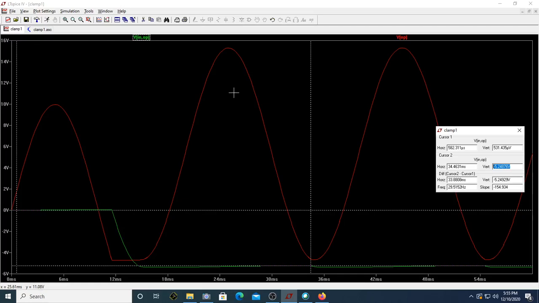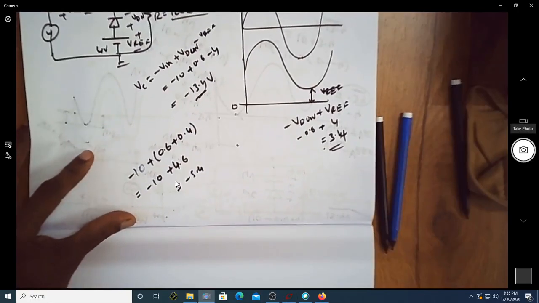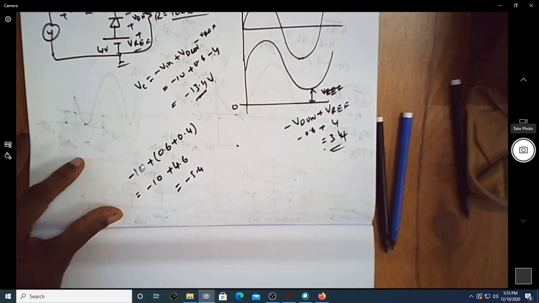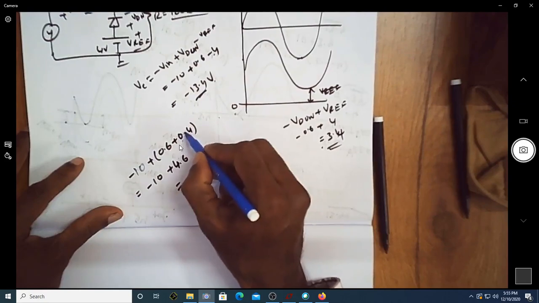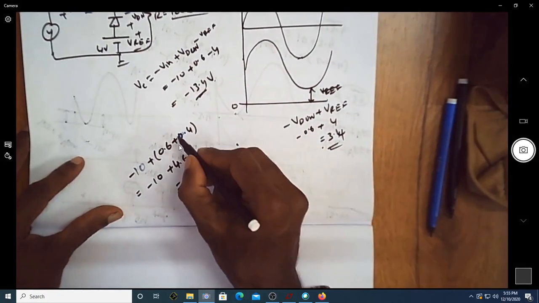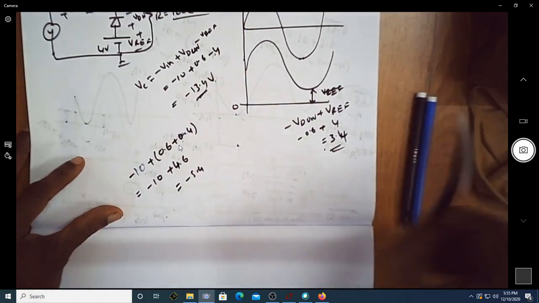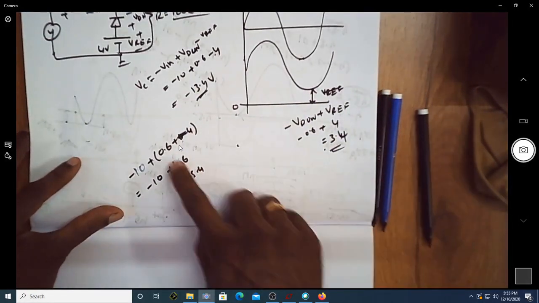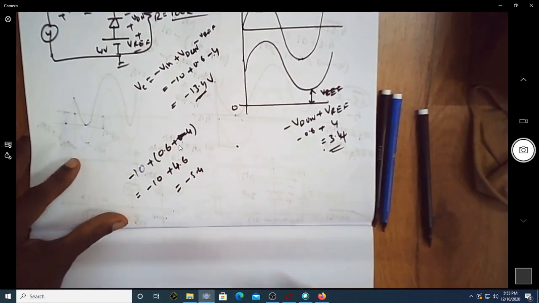So how you are getting it as minus 5.4 is, it is, of course, minus 10 plus 0.6 plus 4. So it is now minus 10 plus 4.6, which is minus 5.4. So we have this as V in minus V in plus the V reference, this is 4 volt. This is 4 also. This is 4 volt. So this is 4.6 minus 10 plus 4.6, minus 5.4 volts.